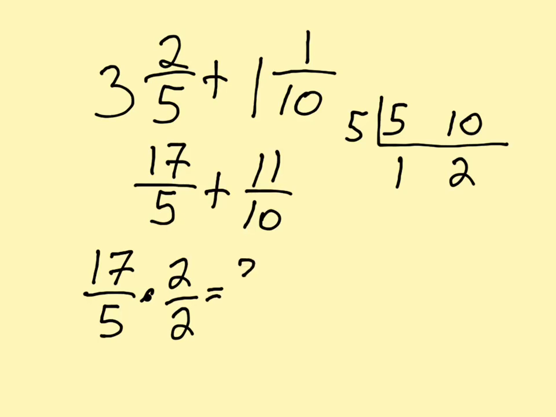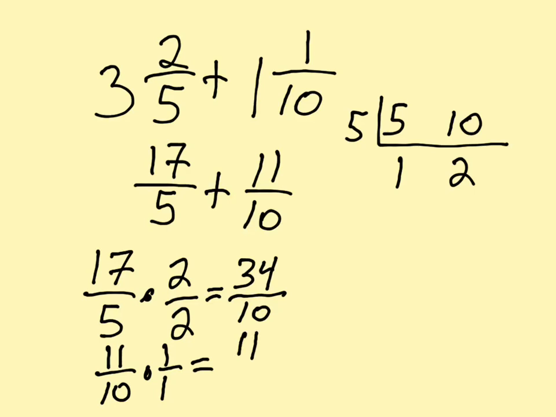17 times 2 is 34. 5 times 2 is 10. And then I take my 11/10 and I multiply it by 1 in the form of 1/1. That's kind of strange, but this still works. 11 times 1 is 11, and 10 times 1 is 10. And notice we did end up with the same denominator, which is great. That's what we were looking for.